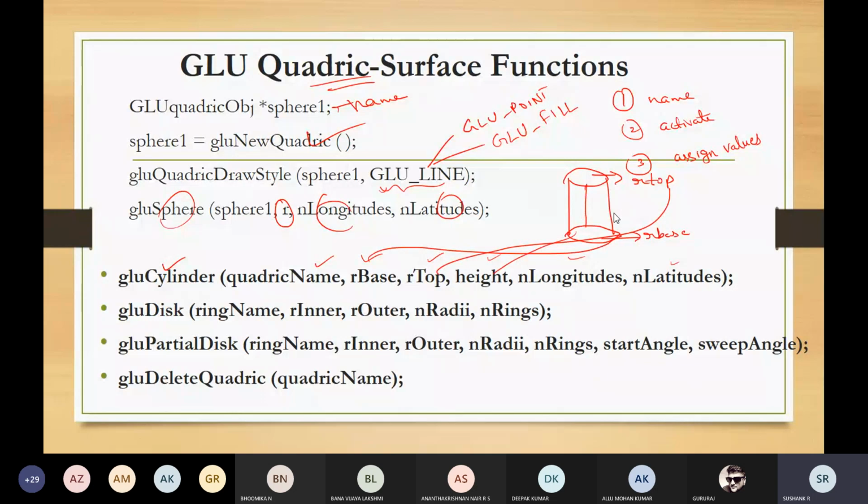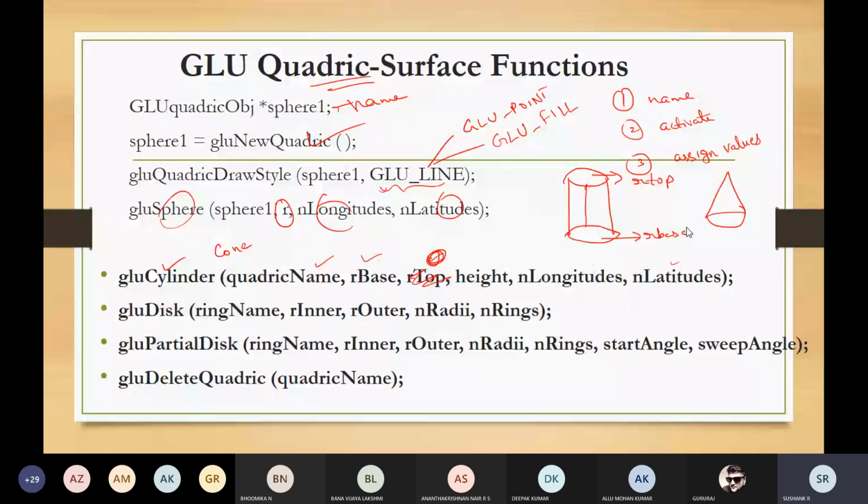See, by using the cylinder function only, you can display a cone. How do you display the cone? If I give the value of r top as 0, it will become like this, and the cone will be displayed. For that, the top radius, the r top value, should be initialized with 0. If you make r top 0.0, which is a floating point value, then you will get the cone.